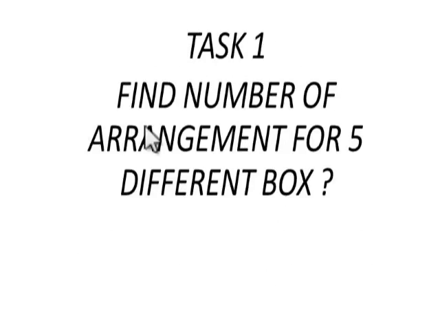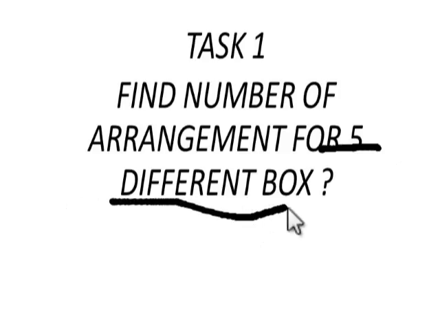So let's come to our question number 1. Task 1. Find the number of arrangements for 5 different boxes. So 5 different boxes over here. You have to remember it's 5 different boxes. So 5 different boxes means it could be a red box, a yellow box, a green box, a blue box and a black box. So you can arrange these 5 boxes in different ways.